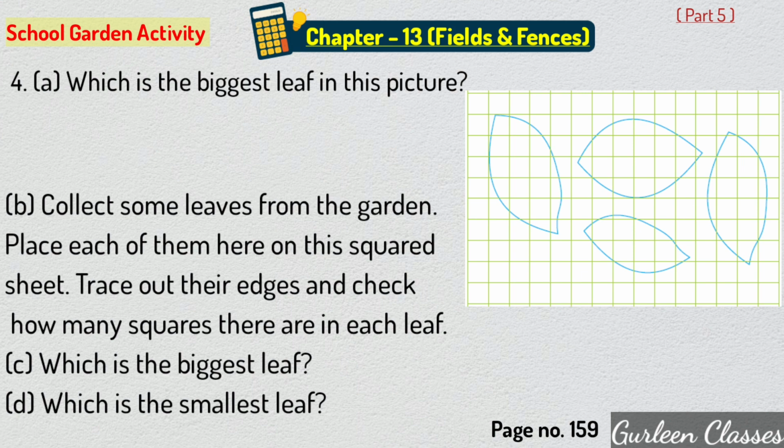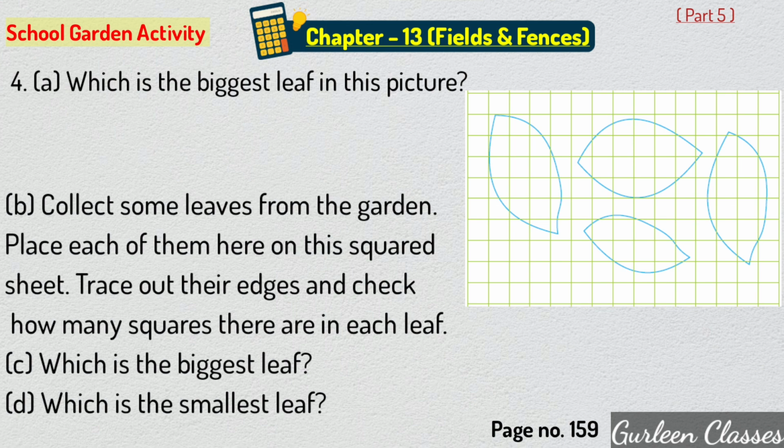Next question given in your book, page number 159. Question number 4, A part, which is the biggest leaf in the picture? So in this picture you can see 4 different leaves are drawn. The biggest leaf in this picture is the leaf in the middle from the top. So this is the biggest leaf.